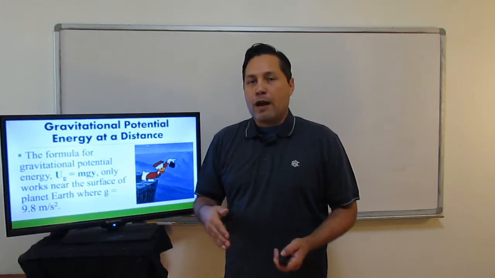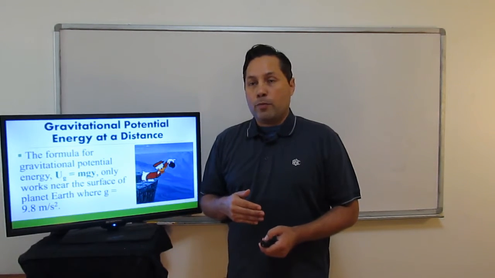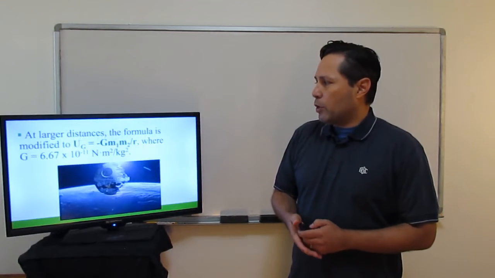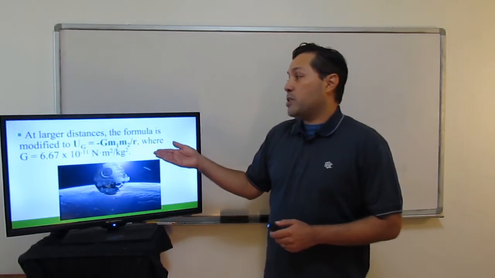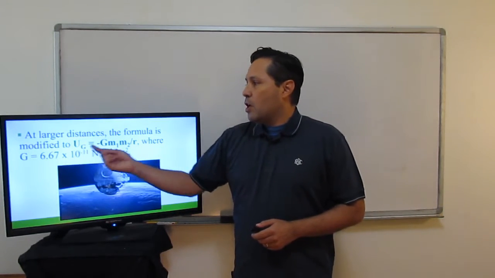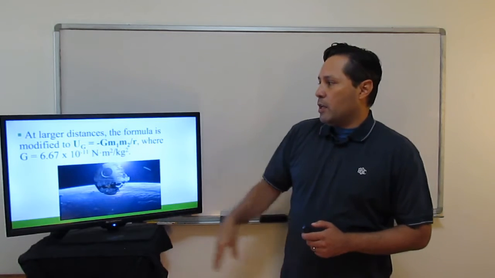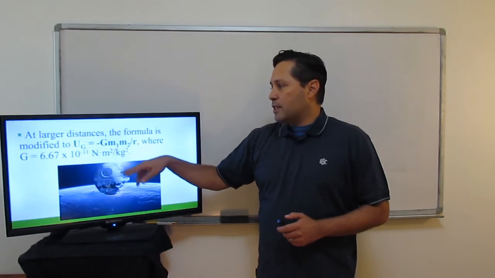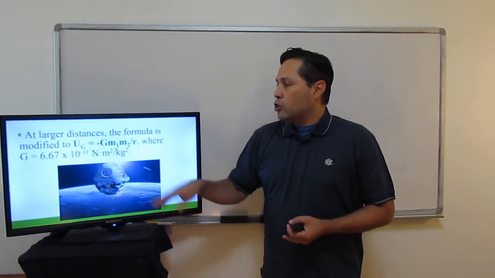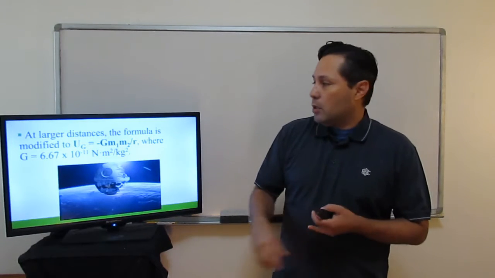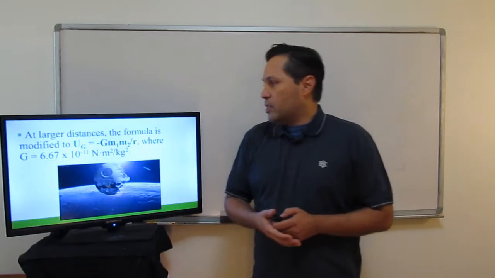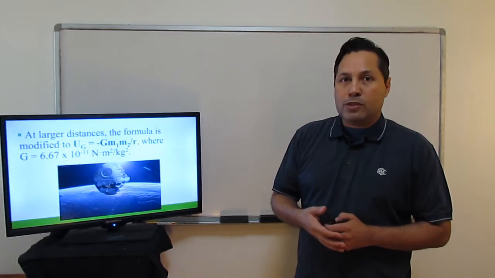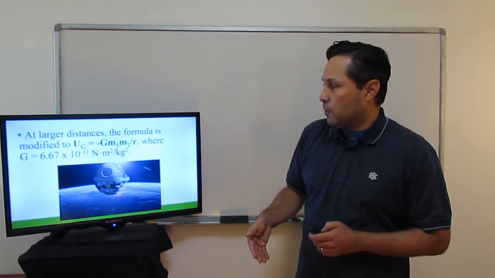So what do you do if you have two objects that are far away from each other? This is the formula you will want to use. So at larger distances, the formula is modified to be this. Potential energy due to gravity is G multiplied times m1 times m2 over r. G is a universal constant, so it is going to be 6.67 times 10 to the negative 11 newtons times meter squared over kilogram squared.